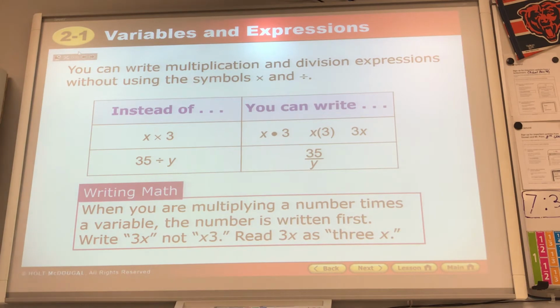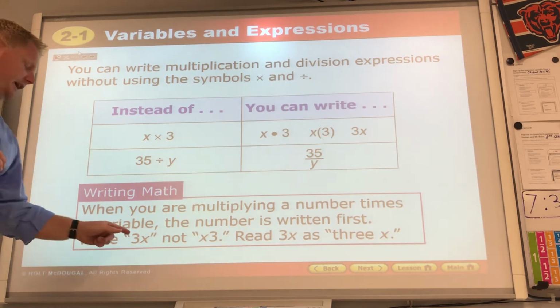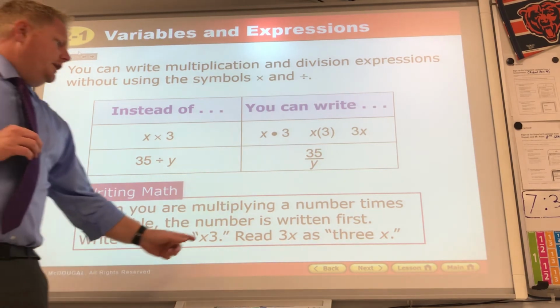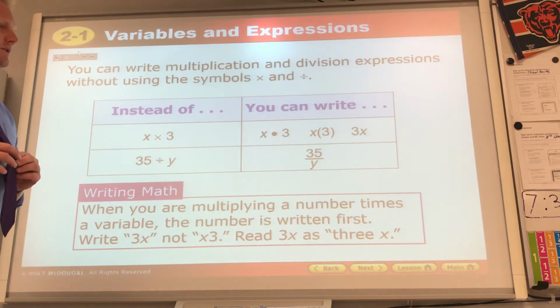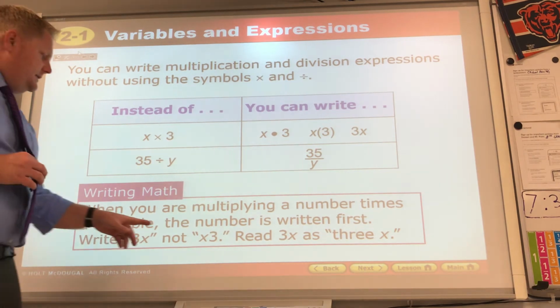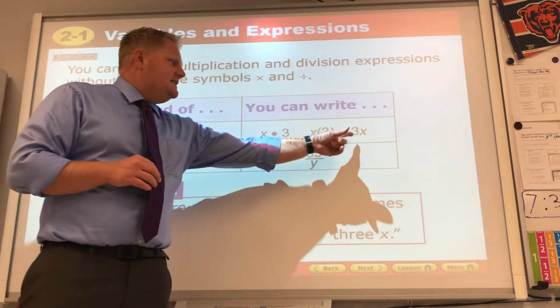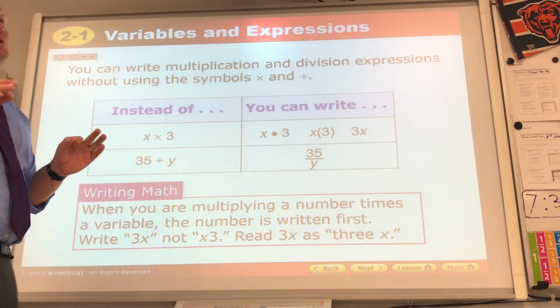When you're multiplying a number times a variable, the number is written first. 3x, not x3, read as 3x. So you want to write that constant first. The commutative property says this is okay, but this is how you'll always see it, so get used to it.